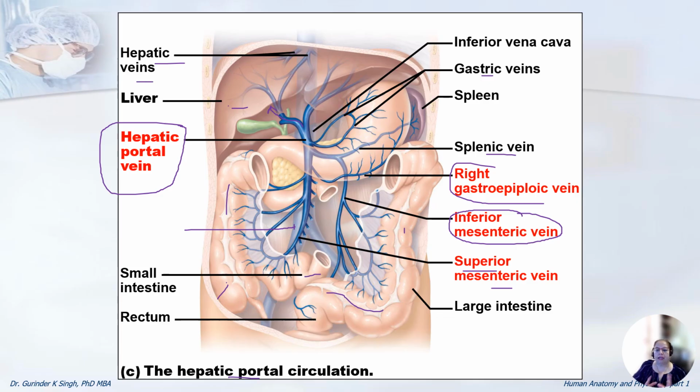So the liver has two types of vein. One is the hepatic portal vein, which brings the nutrient-rich blood to the liver, and the other is the hepatic veins, which come out of the liver. Okay.